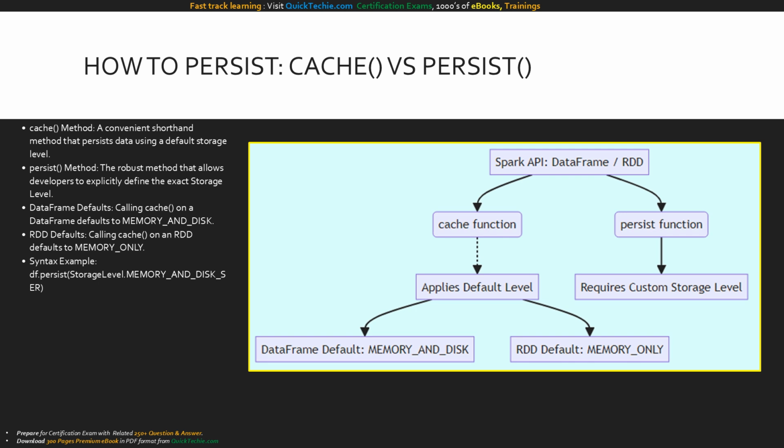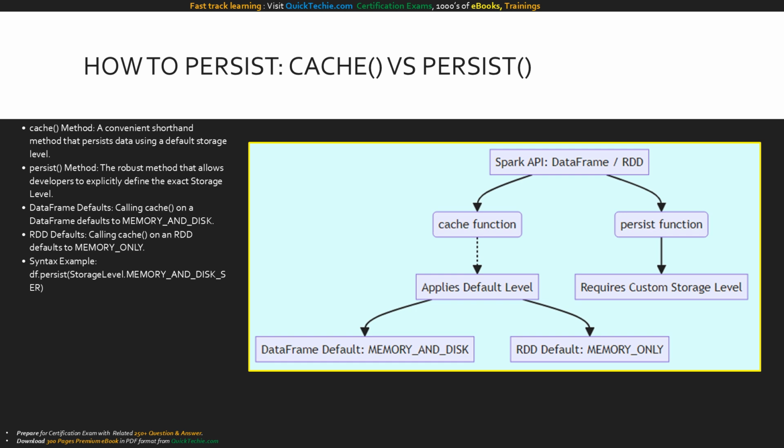If you follow the path down, you see the critical architectural distinction. Data frames safely default to memory and disk to prevent aggressive out-of-memory crashes, while RDDs aggressively default to memory only. If you branch to the right to use persist, you completely bypass these defaults, empowering you to dictate the custom storage level.